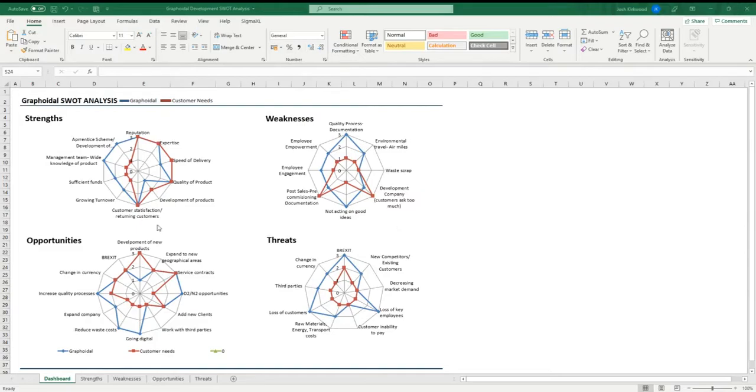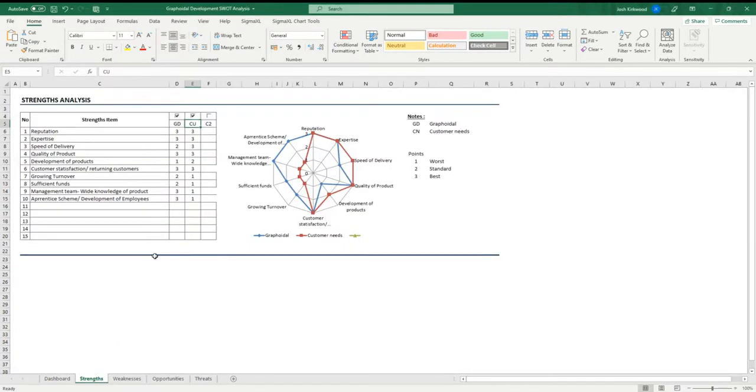So this is the dashboard, like I said, and then in the bottom you've got all four tabs. So I'll just go through a few on each. So over to the strengths, these are each of our strength items, 1 being our worst, 3 being our best strength. Blue on the spider diagram is for Graphoidal, red being for the customer needs.